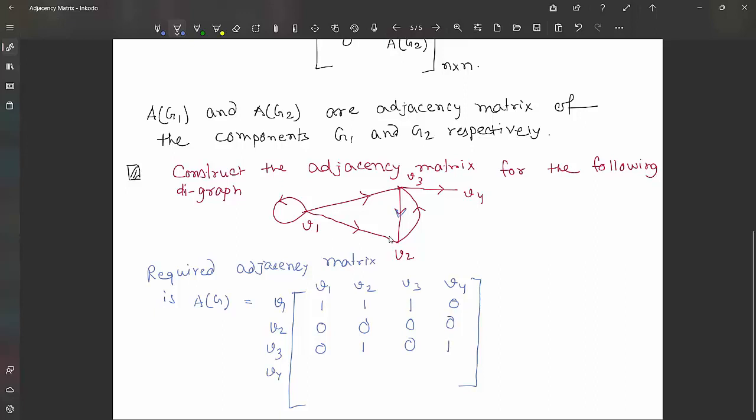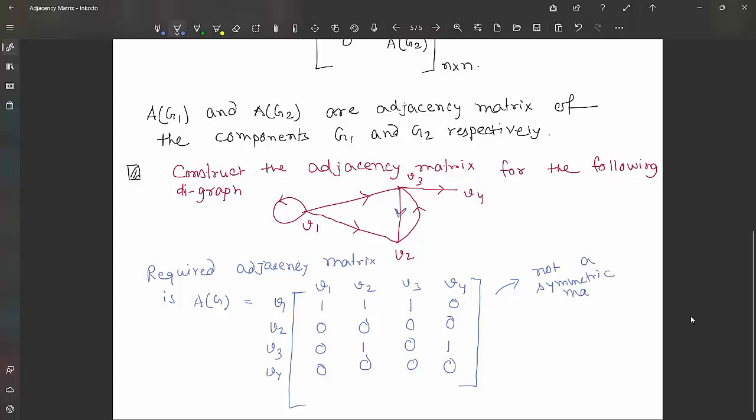Then V4 to V1 no directed line, 0. V4 to V2 no line, 0. V4 to V3 no directed line, 0. And V4 to V4 also there is no self loop, so we also put 0 here. Okay, so this is the adjacency matrix for the first problem, and you can see that this is not a symmetric matrix.